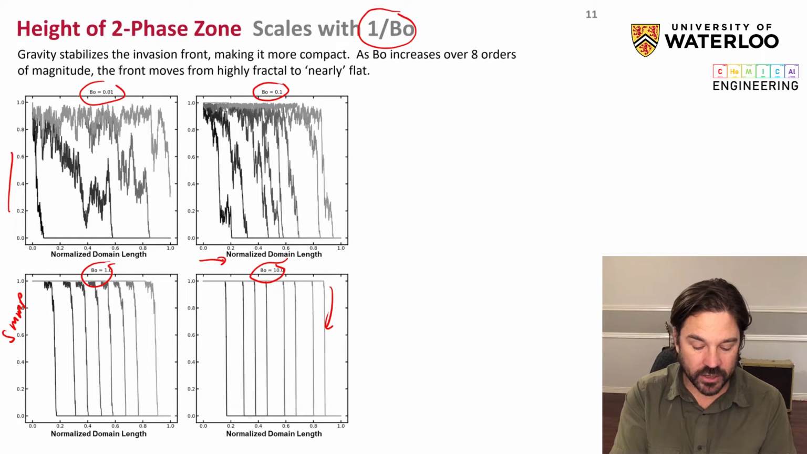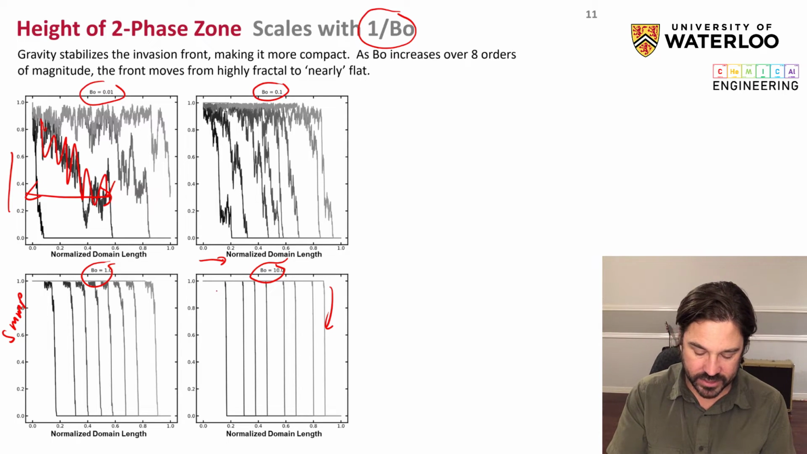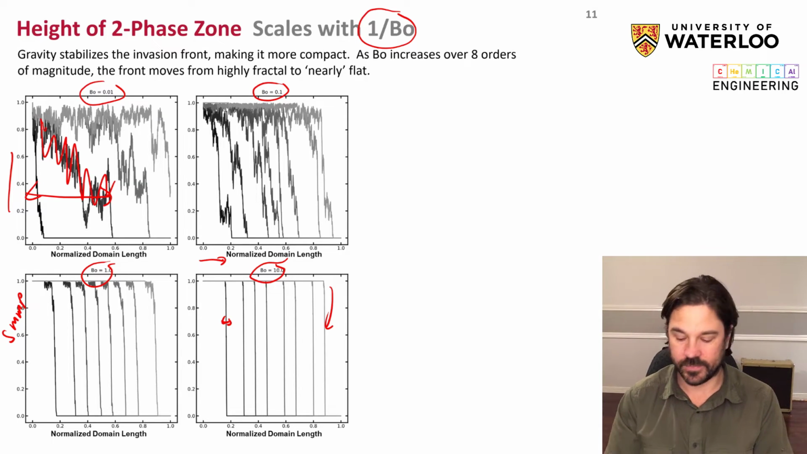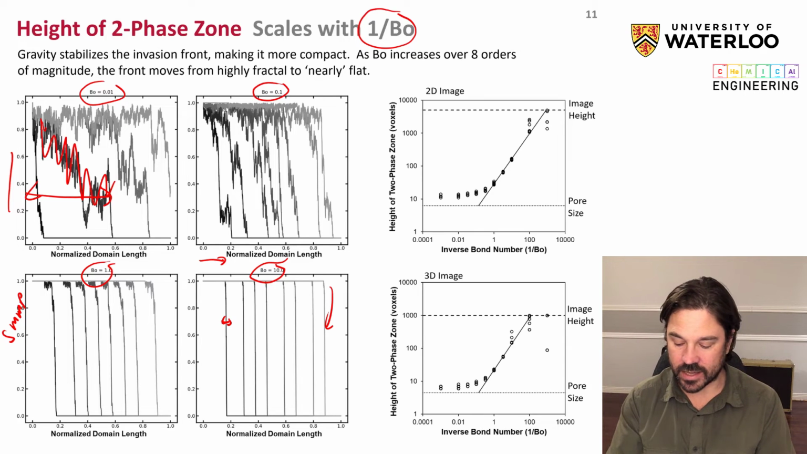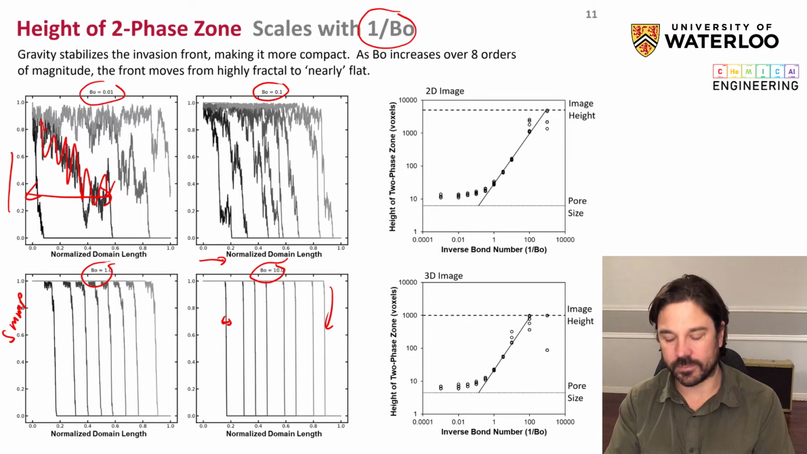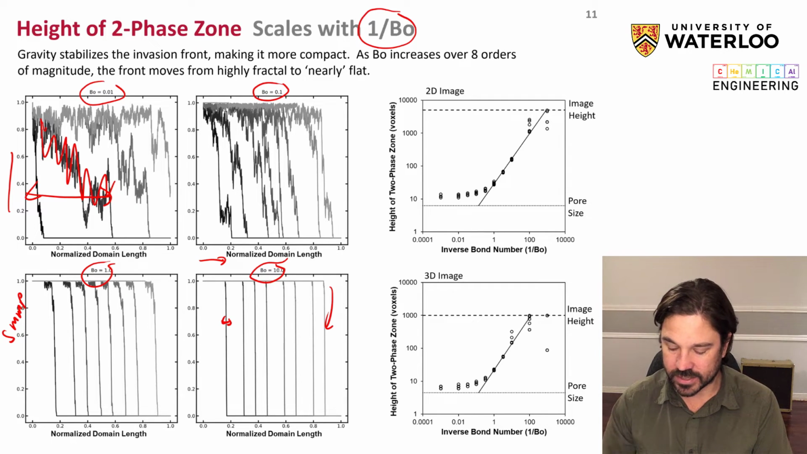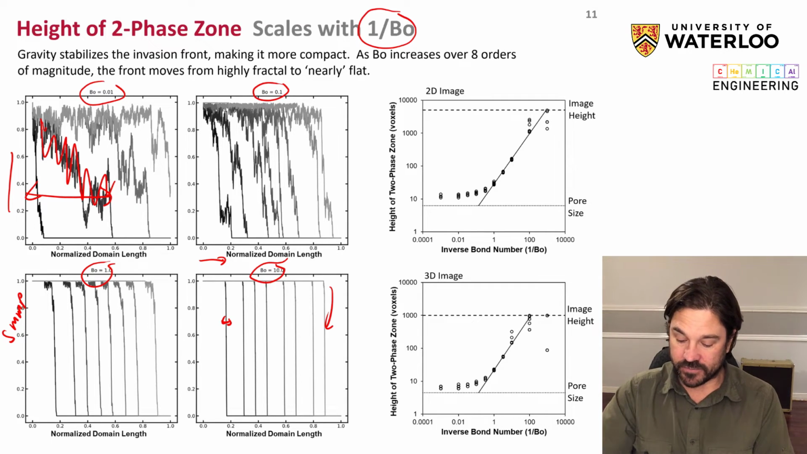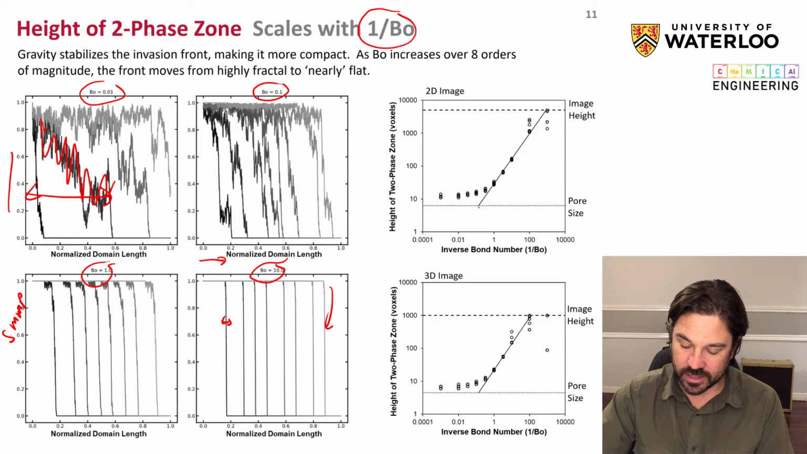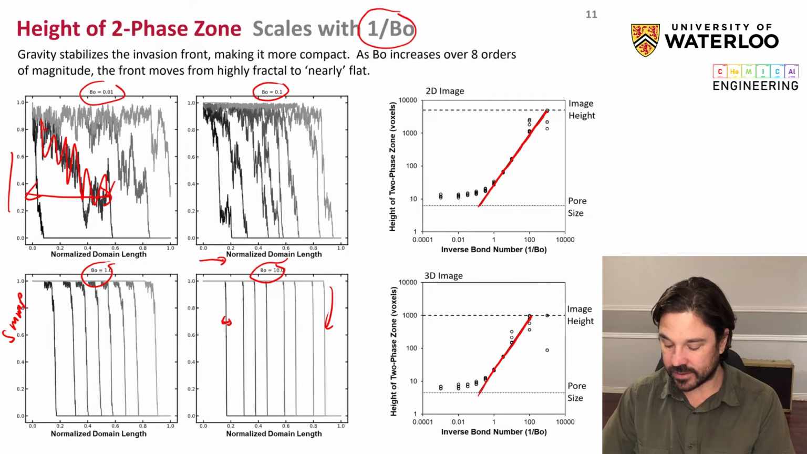At low bond number, we've got very wide invasion fronts, with lots of ups and downs in the saturation. At a high bond number, the invasion front is essentially flat. We analyzed those numbers in more detail and plotted the height of the two-phase zone versus the inverse bond number on these log-log plots. A few things to note. First of all, there is a region in the middle where the height of the two-phase zone does in fact vary linearly with the inverse bond number, as expected.